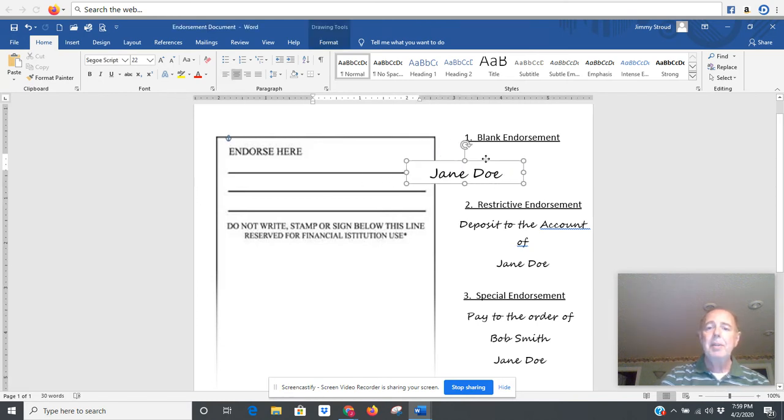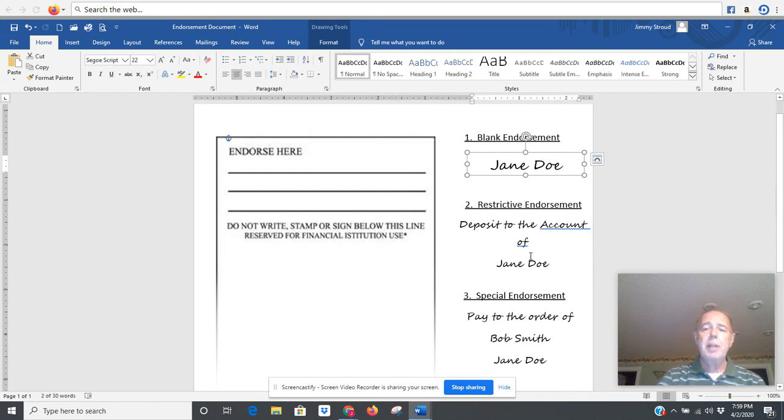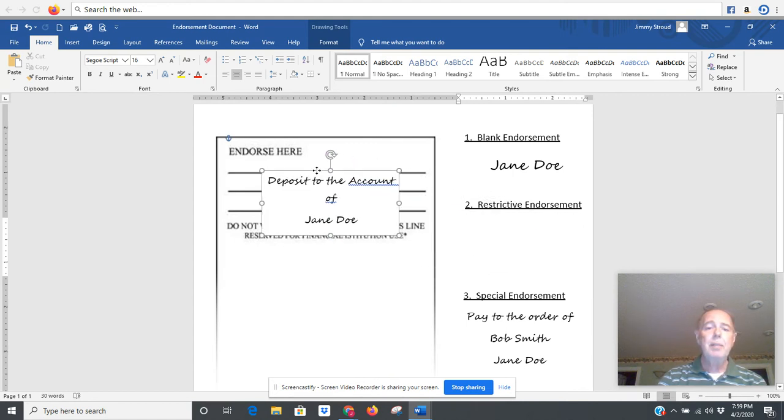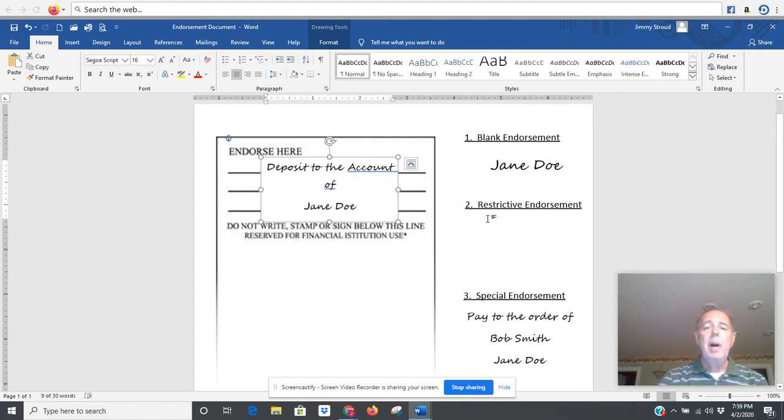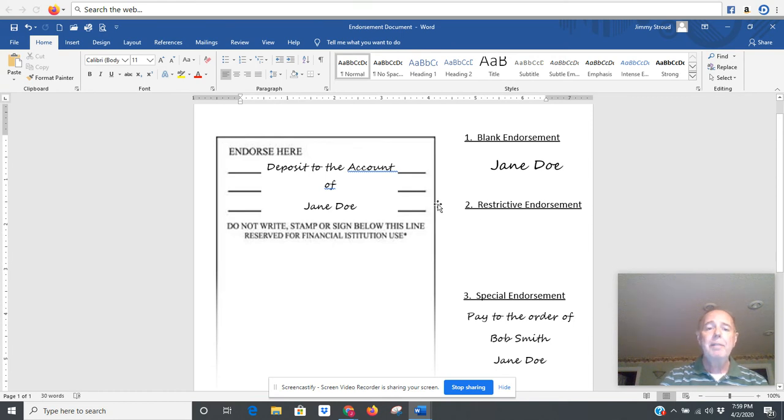Now, another type is called the restrictive endorsement. It comes from the word restricting, which means there's only one thing that can be done with it. In this one, you write "deposit to the account of," and then of course, that check was written to Jane Doe. So what is the only thing you can do with this check? Well, of course, deposit it. You can't cash it at a store. You have to be at the bank.